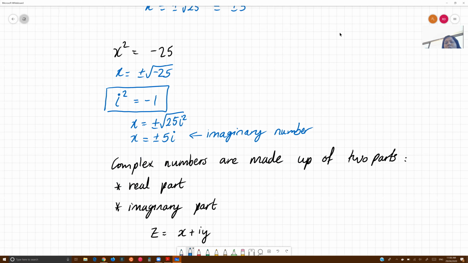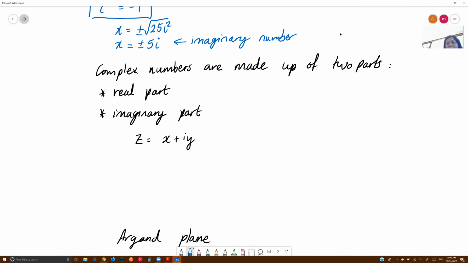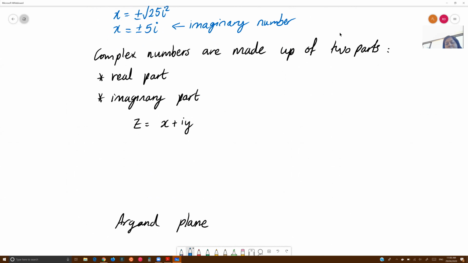Now, complex numbers. A complex number has two parts to it. It's got a real part like a normal number, 1, 2, 3, 4, 5, or negatives. And then it's got an imaginary part, which has the i. We use the letter z to represent complex numbers, and you've got x plus iy. So x is called the real part, it doesn't have an i to it, and the imaginary part is the y. Not the i, just the y is the imaginary part.